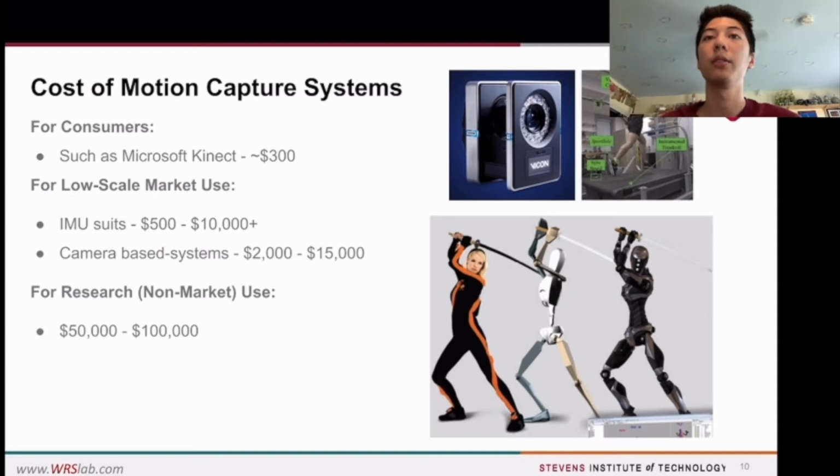And on the other hand, for research, non-market uses where you are trying to get as detailed data as possible, they can run between $50,000 and $100,000.